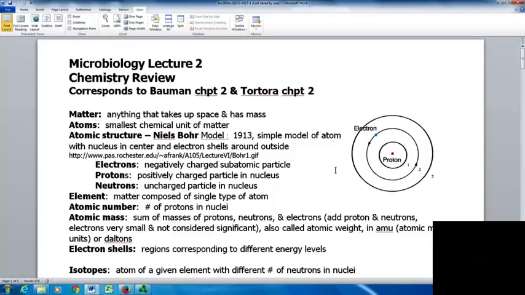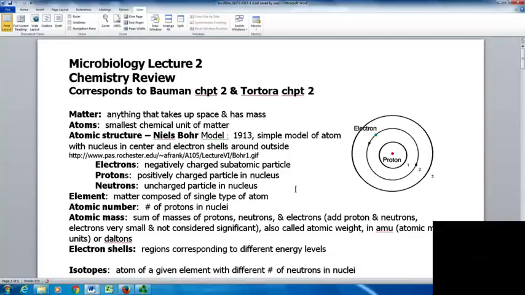The electrons are negatively charged subatomic particles that are going to be located in these shells around the outside. This first shell likes to have 2, the second shell likes to have 8, and the third shell likes to have 8. When you go looking at atoms beyond that size, this model doesn't work as well, so we typically only look at the smaller atoms with this model. Your protons are positively charged and they're located in the nucleus, as well as the neutrons, which are uncharged or neutral particles in the nucleus.